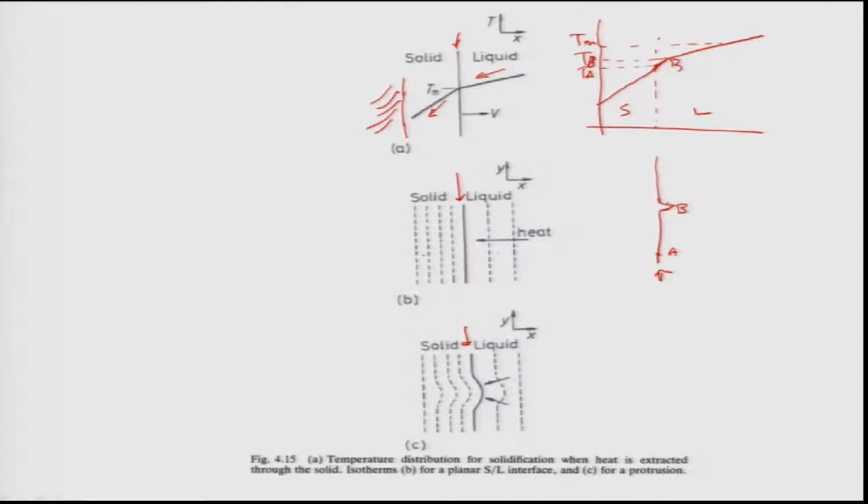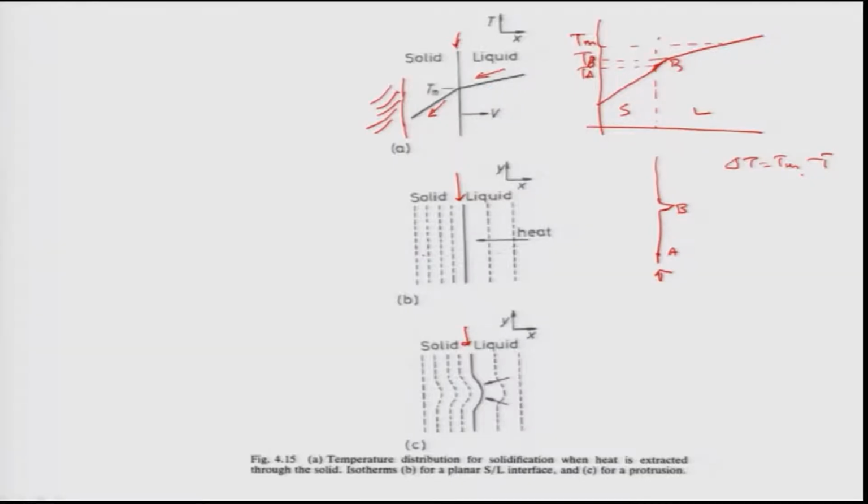We can clearly see the temperature of B is higher than the temperature of point A. That means the total undercooling, delta T, is nothing but Tm minus the temperature T. For B it is Tm minus Tb, for A it is Tm minus Ta, and Ta is lower than Tb, so therefore undercooling at A is higher than undercooling at B.